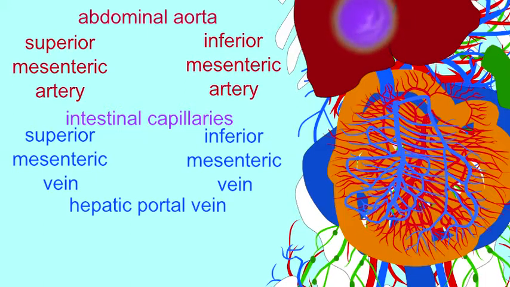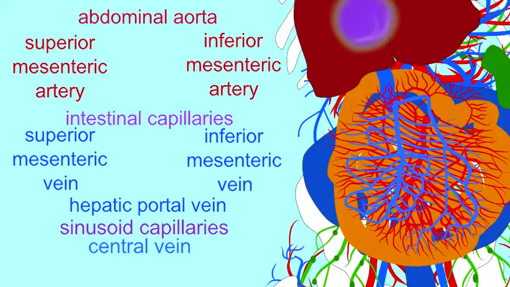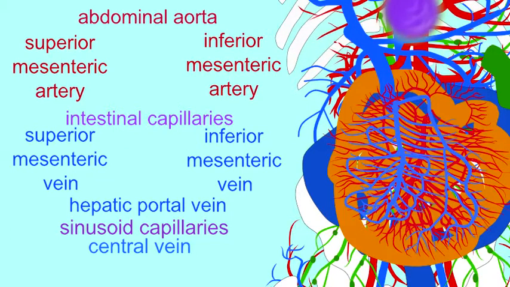From the hepatic portal vein, the blood will empty into sinusoid capillaries as it passes through the lobules of the liver, and from the lobules, blood drains into the central veins located in the center of each lobule. These central veins empty into the hepatic veins. The hepatic veins empty into the inferior vena cava, which then returns this deoxygenated blood to the right atrium of the heart.